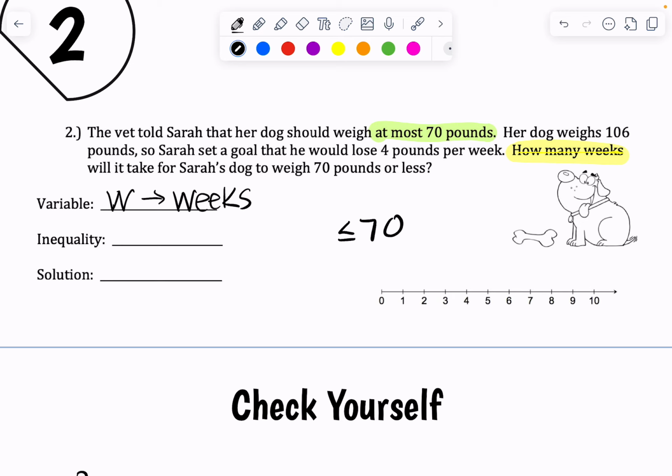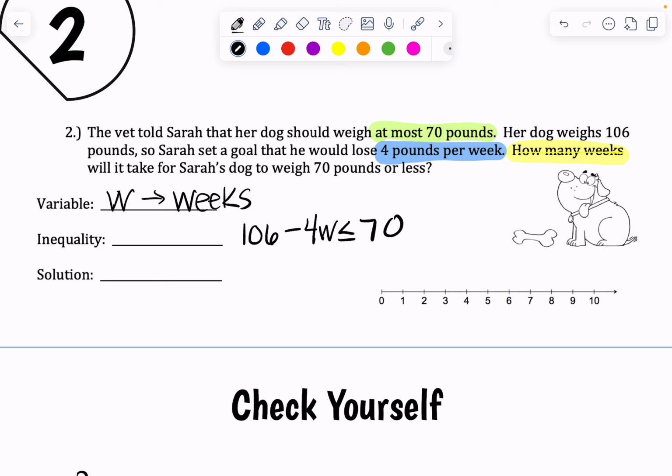Right now, her dog is starting at 106 pounds. And then because he's going to be losing 4 pounds per week, again, we have a rate going on here. And so this is going to indicate our multiplication. So 4 pounds per week, I'm going to represent that as 4W. And because the dog is losing 4 pounds per week, it's actually going to be minus 4W.